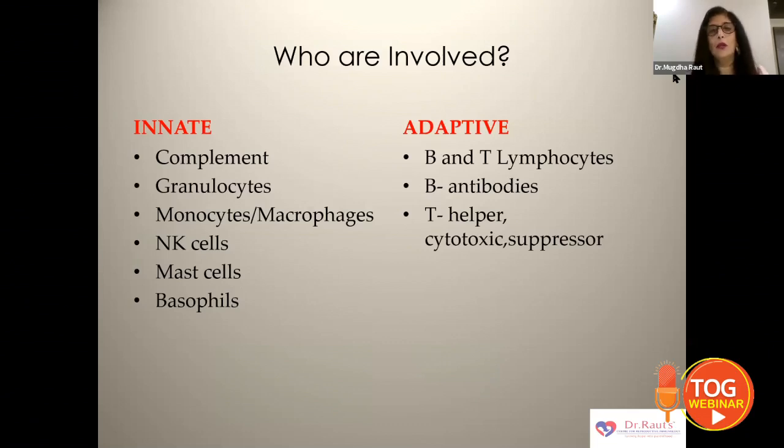So who are involved in the immune system? In the innate immune system, we have the complement, the granulocytes, monocytes and macrophages, NK cells, mast cells, and basophils. The adaptive immune system involves the B and the T lymphocytes, the B antibodies, the T helper, cytotoxic, and suppressor cells.